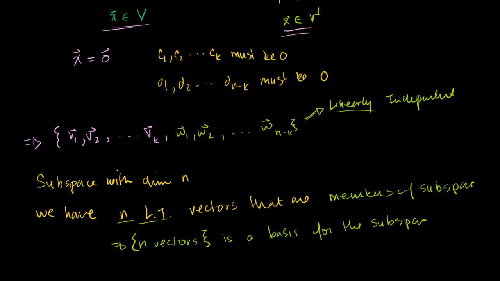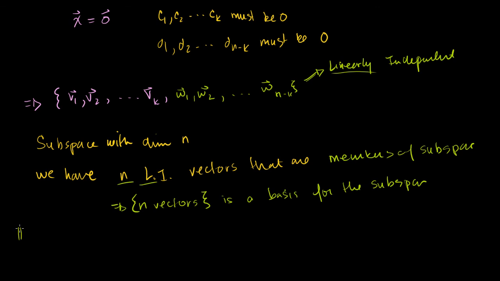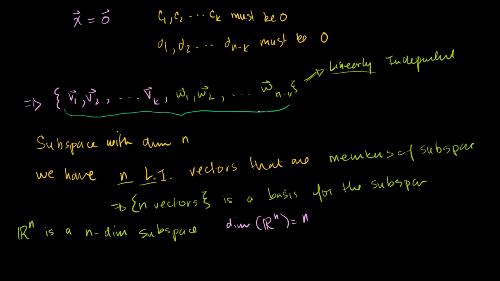Now, Rn is a subspace. Rn is a subspace of itself. Rn is an n-dimensional subspace. We could write the dimension of Rn is equal to n. Now, we have n linearly independent vectors in Rn. So that tells us that these guys right here are a basis. They are a basis for Rn.